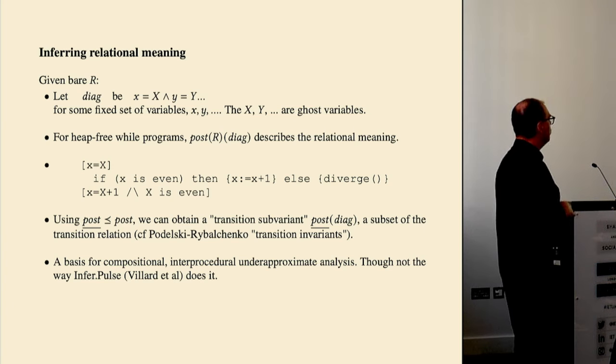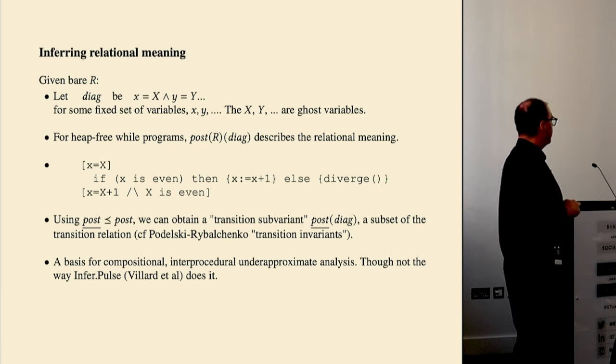So it's like true, but it records some things. Then if I take the strongest postcondition, this gives me a way to describe the relational meaning. For instance, in that example, the capital X is recording the initial value. Then afterwards I get x equals x plus 1, but x is even. But I don't get anything for the else branch because of divergence, right? In this under-approximation, we don't get anything in the else branch.